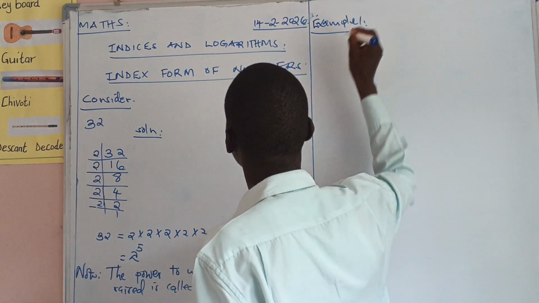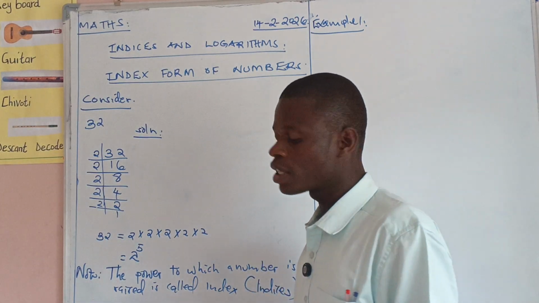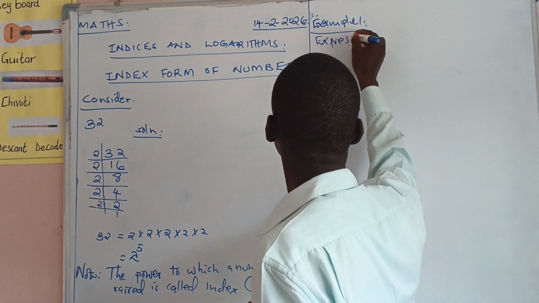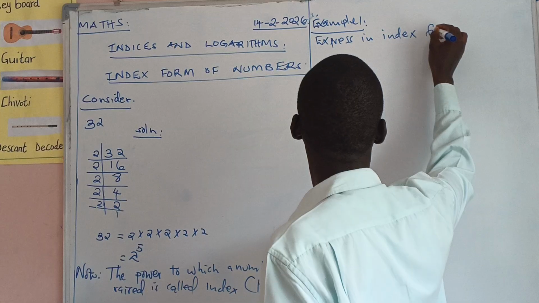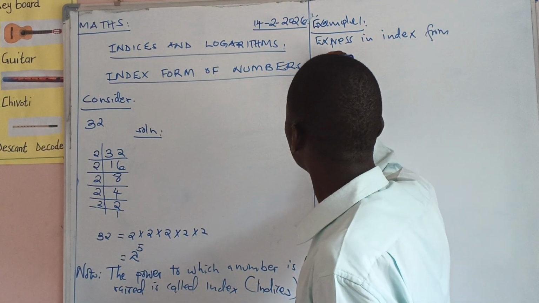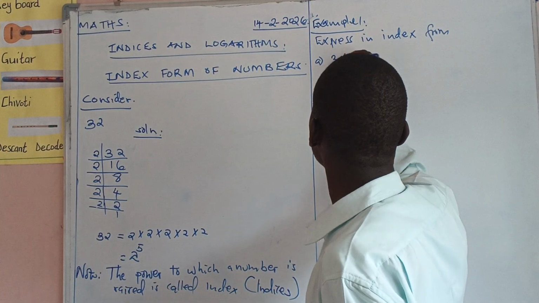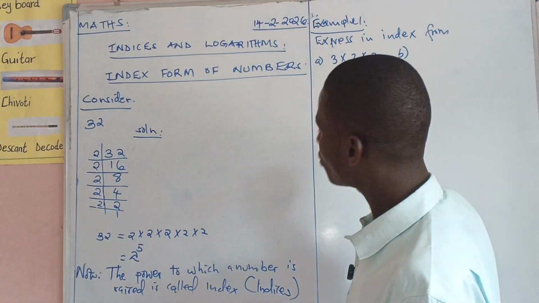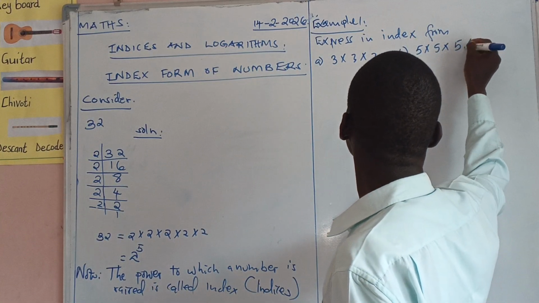Example 1. Express the following numbers in index form. We are expressing in index form. A, what do you have? We have 3 times 3 times 3. B, we have 5 times 5 times 5 times 5.